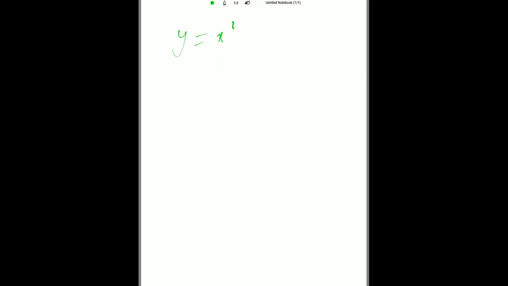I'm going to say that y is equal to x cubed. That would mean that dy by dx is equal to 3x squared. Now, that would also mean that 3 dy by dx plus y would be equal to 9x squared plus x cubed.